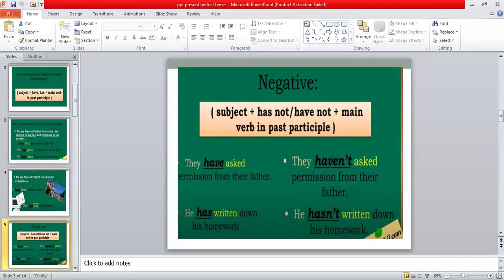As you can see in all these examples, instead of writing has not or have not, you can also use contractions like hasn't or haven't.